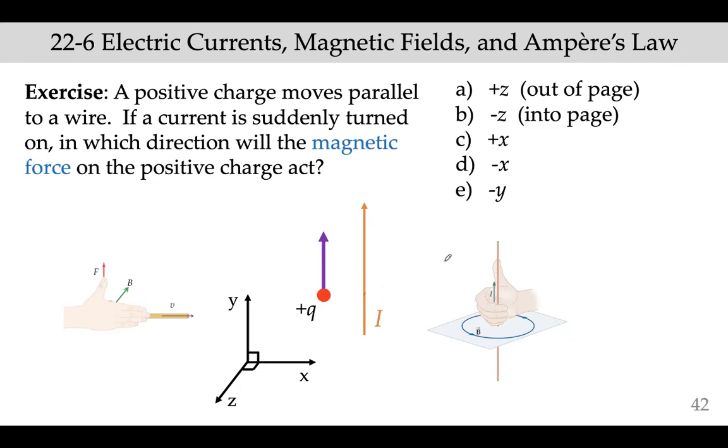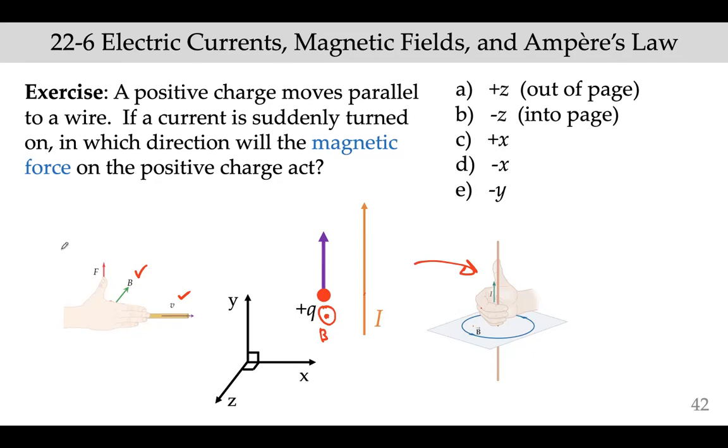Well, for that, we have to use the second right-hand rule. So now look at the wire. The current is in the up direction, and use your right hand. And so it turns out at this point, the magnetic field will be out of page. So it will be out of screen. So that will be the magnetic field. Now we know the magnetic field direction, we know the velocity direction. Now we can find the direction of force.